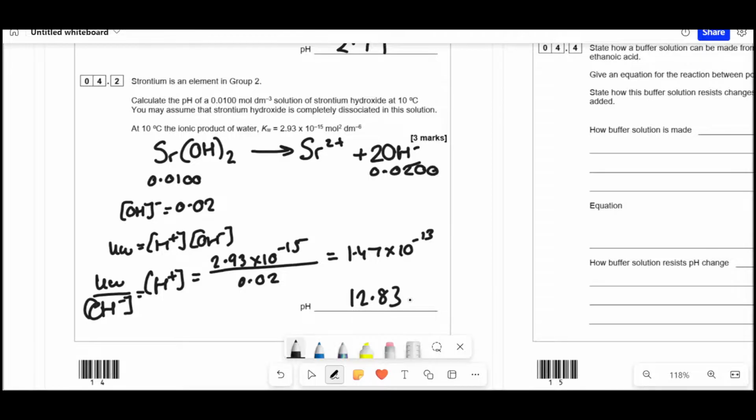So again, you didn't have to dig out some crazy method or whatever. It's just literally look at what's on the page and then think, what do I know that does this? So I found out this was OH minus. I want to find H plus. What do I know that links H plus and OH minus together?